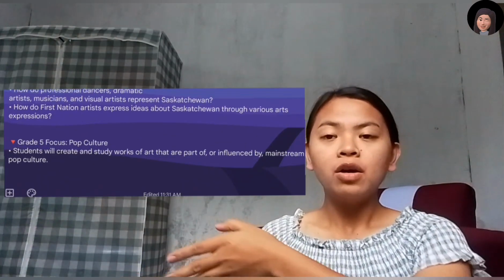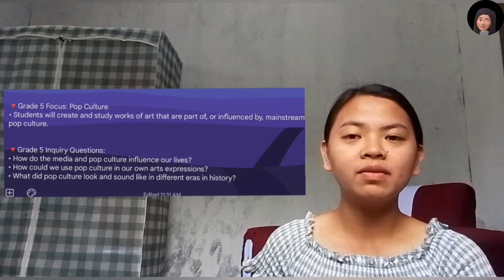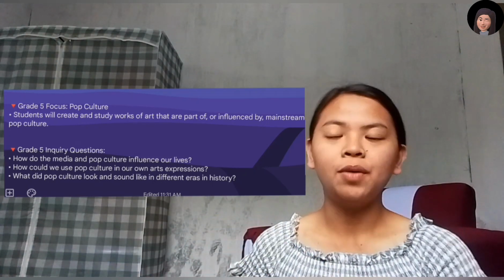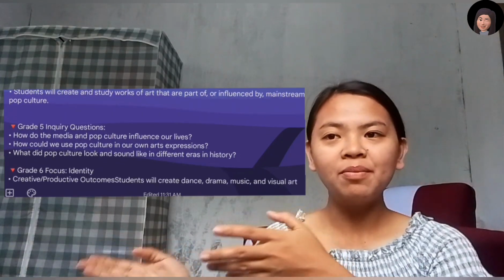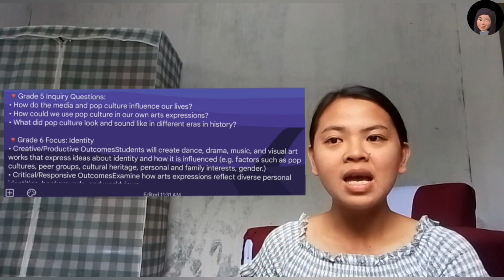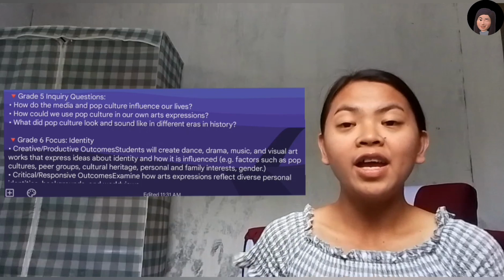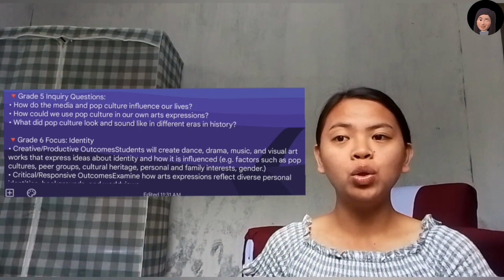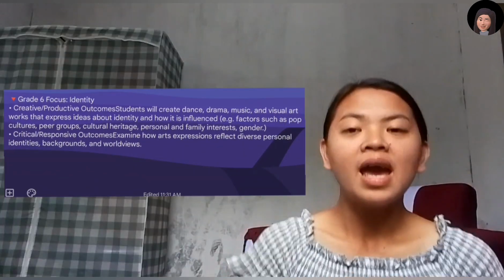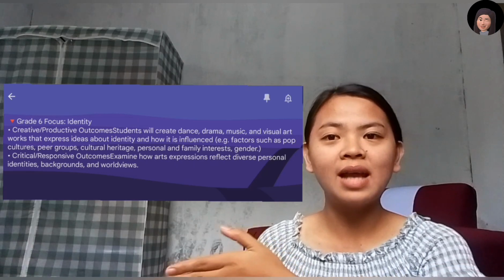For grade 5, it's focused on pop culture. Students will create and study works of art that are part of or influenced by mainstream pop culture. Inquiry questions: how do the media and pop culture influence our lives? How could we use pop culture in our own arts expressions? And what did pop culture look and sound like in different eras in history? And for the last, grade 6 level, it's focused on identity.